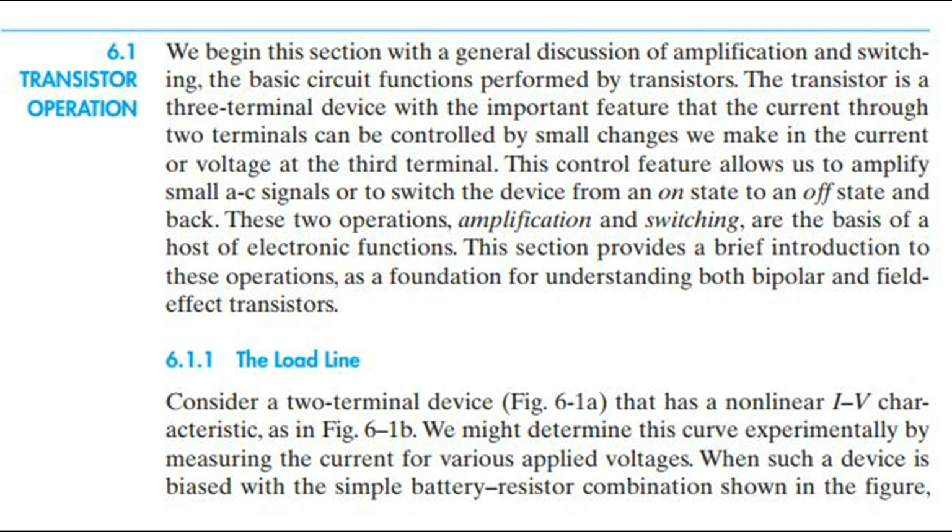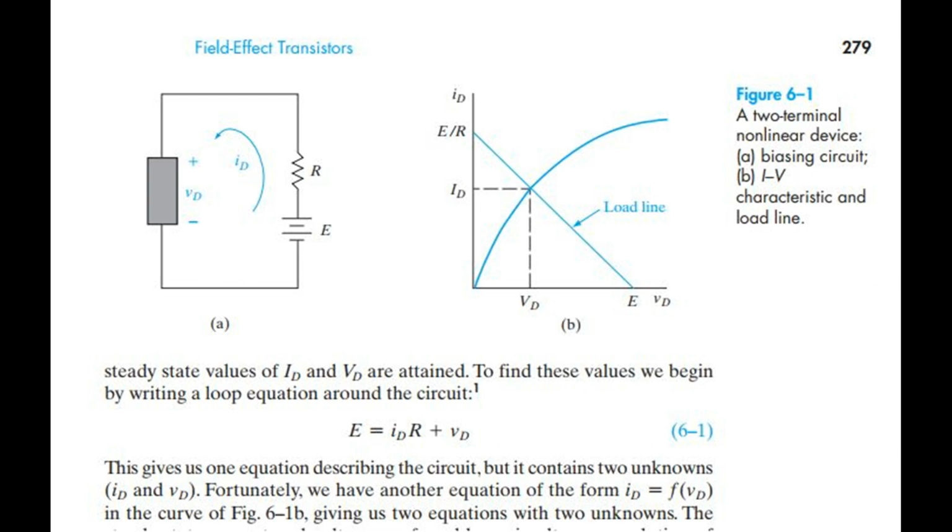When such a device is biased with the simple battery resistor combination shown in the figure, steady-state values of drain current and drain voltage are attained. To find these values we begin by writing a loop equation around the circuit. E = I*R plus V.